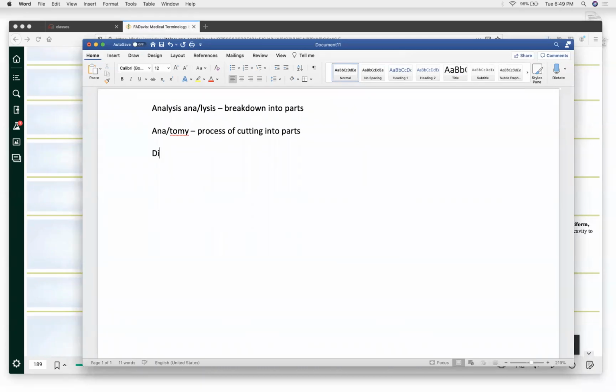Let's look at the word dialysis. Dialysis, breakdown. And dia, in your textbook, I'm using the interpretation of dia in an old version of your textbook, and that interpretation means complete or thorough. And that's what a dialysis machine is doing for you. It's breaking down your blood completely or thoroughly.